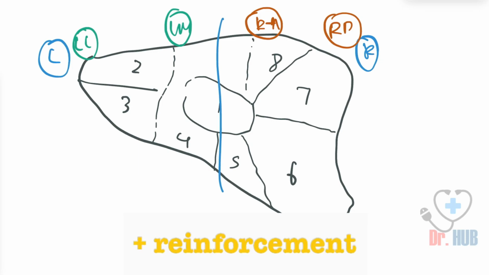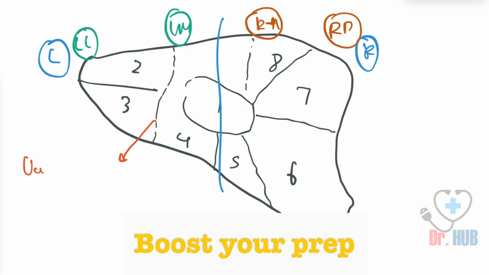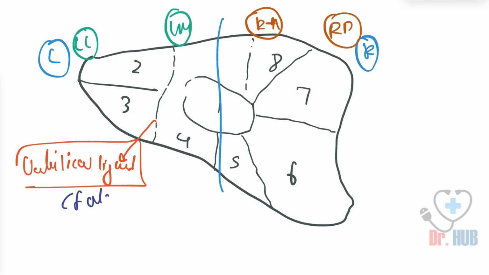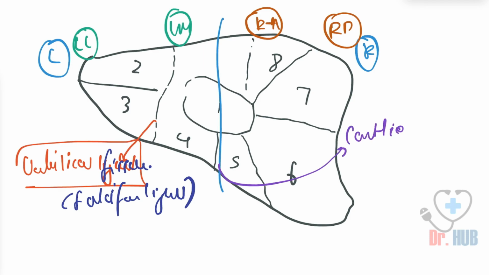The portion which divides 2, 3 and 4 is the umbilical ligament. And what does this relate to? This is the falciform umbilical fissure. This is the umbilical fissure, and this is the falciform ligament. This is basically between 2, 3 and 4. Then we also look at the Cantlie sign. The Cantlie sign is present between 4 and 5.